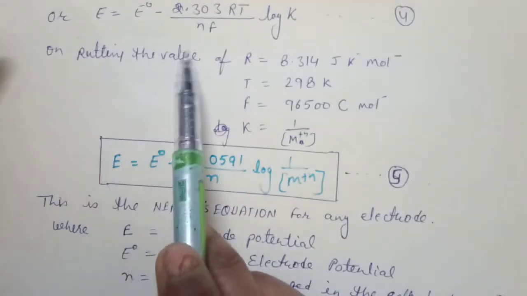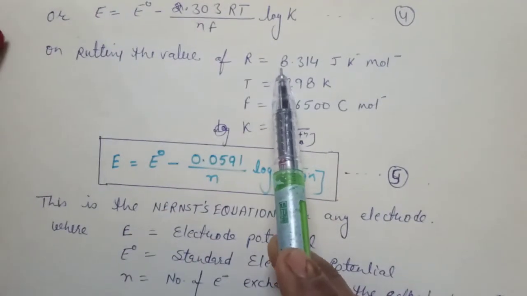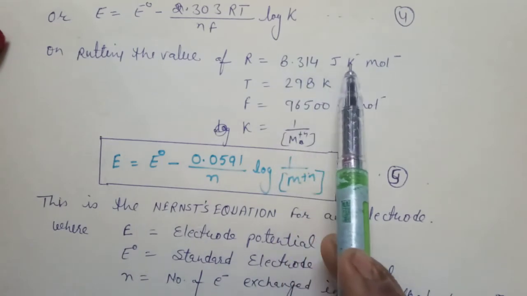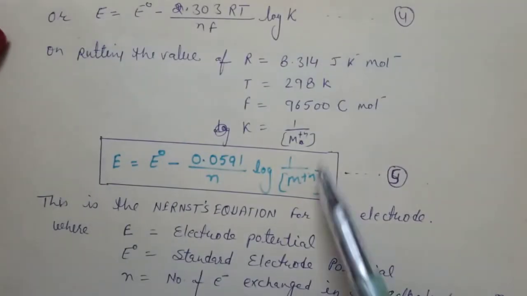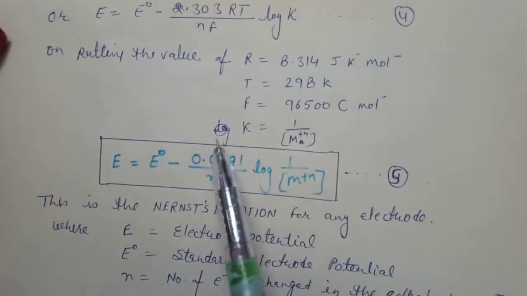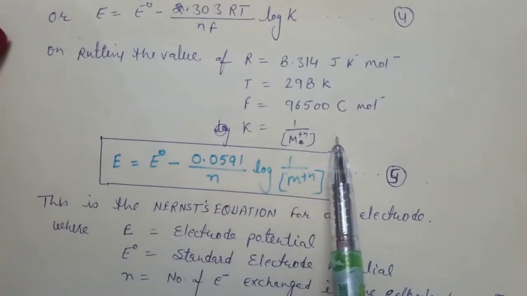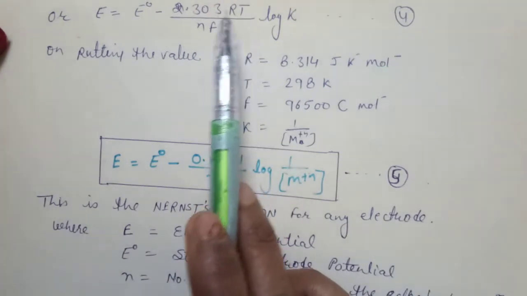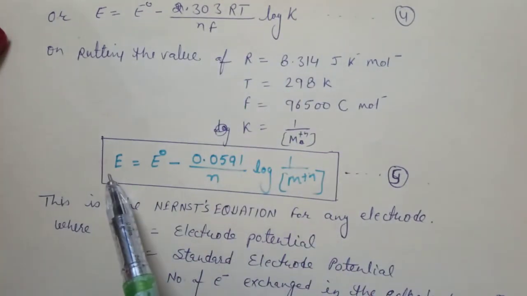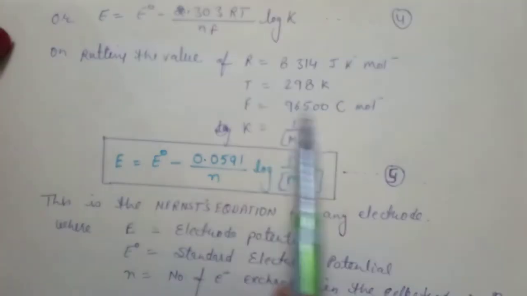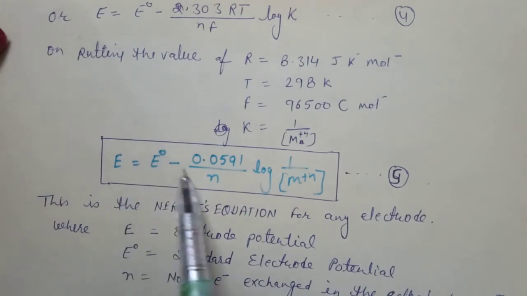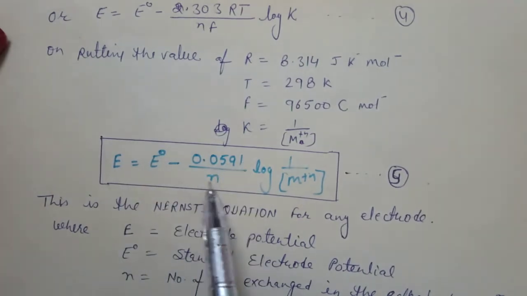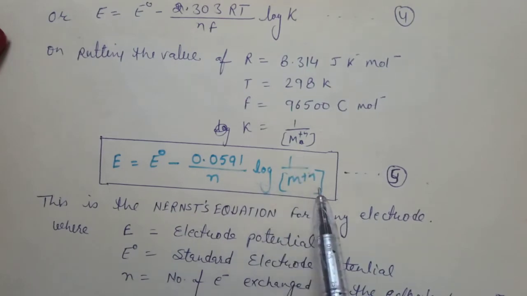On putting the values of R, the gas constant, that is 8.314 joule Kelvin inverse mole inverse, T, the temperature in standard conditions, this is 298 Kelvin, F is 96500 coulomb, and K is equal to 1 upon [M^n+] from equation number 1. So we can put R, T, F and K. Now by calculating these values, we get a new equation: E is equal to E naught minus 0.0591 upon n log 1 upon [M^n+].